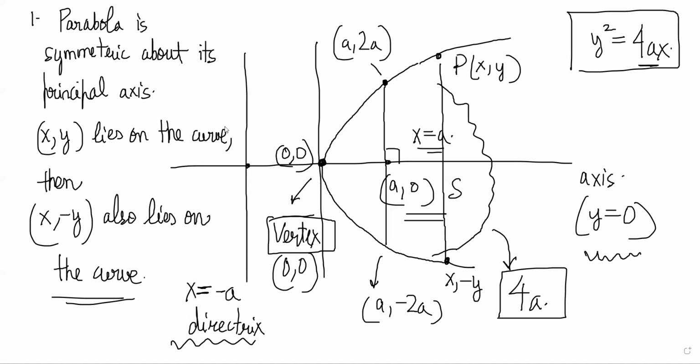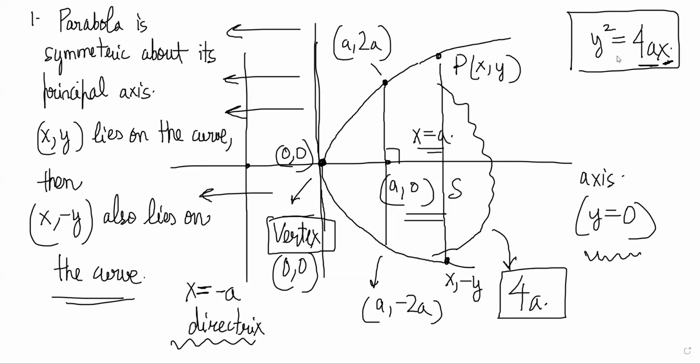Obviously, there is no component of the parabola on the negative side, this side. There is no portion of the parabola on this side of the x-axis and y-axis. Because if x is negative, in this equation, y will not be real, right? If x is negative, the quantity on the RHS, 4ax, becomes negative, and then y squared will not be real, right? So that is a basic understanding of the standard parabola.